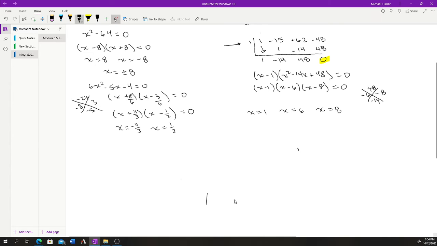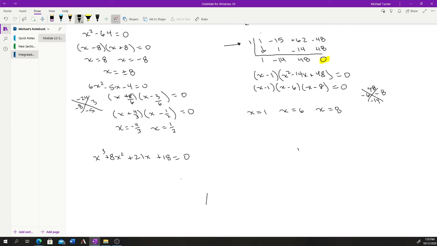Okay, so looking down here, let's do another example. That same thing of synthetic division. This time I'm going to do x cubed plus 8x squared plus 21x plus 18 equal to 0. I want to solve.